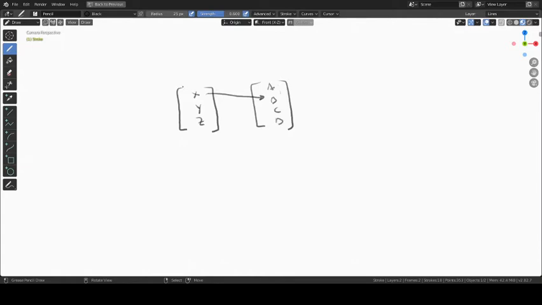Now, a single input can only have one output. Now, one output could correspond to multiple inputs. For example, both x and y could both point to b, but z could point to d. However, we could not have it the other way around, where we have one input going to multiple different outputs. This is not a function, not a relation.